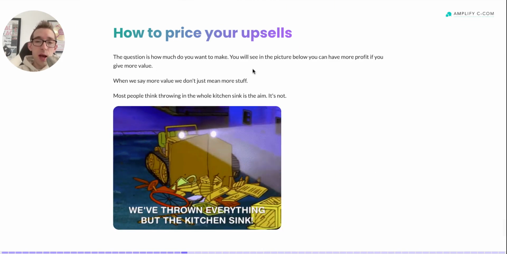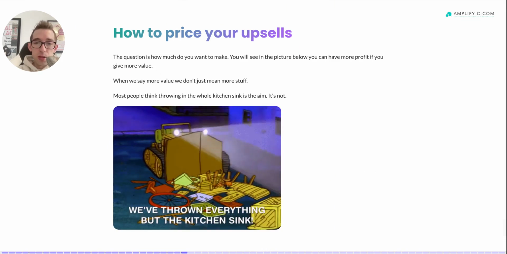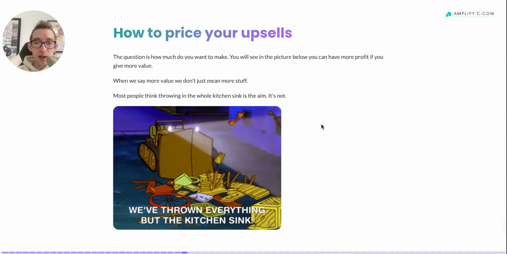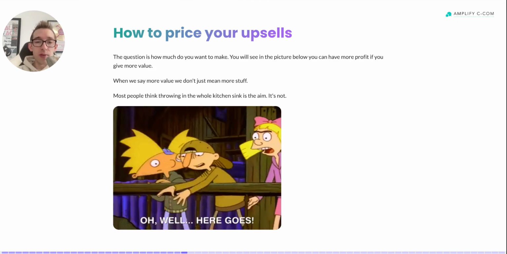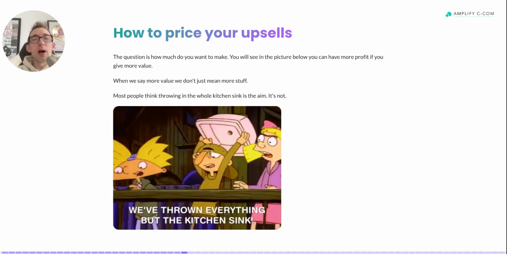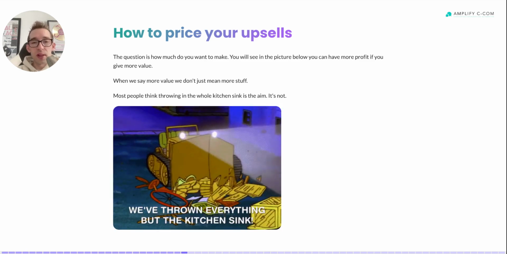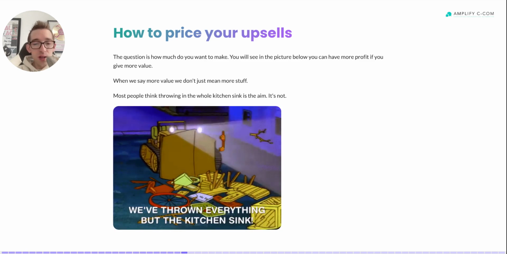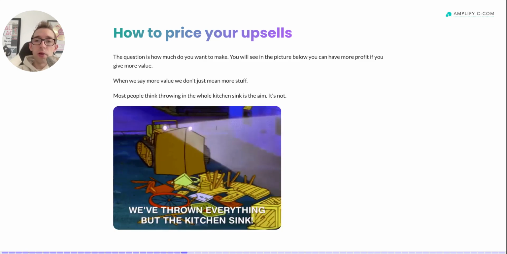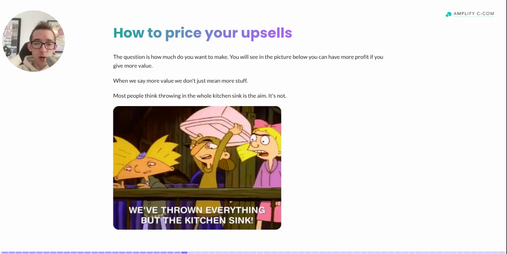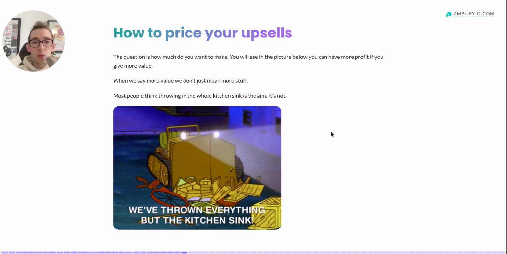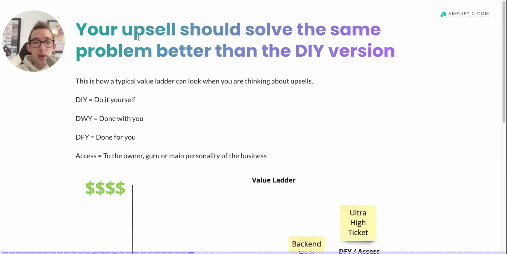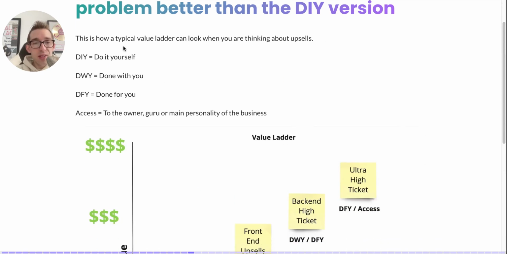So how do you price your upsells? Well, the question is, how much do you want to make? So you'll see in the picture below, right? You can have more profit if you give more value. So when I say more value, I don't mean just bundle a load of stuff in there. Oh, what have we got? Oh, let's throw everything in the kitchen sink. That's not the aim. Don't just bundle a load of crap and think that's an upsell, because it's not. So what you actually want to be doing is your upsell should solve the same problem better than the DIY version. So this is typically how a value ladder will work when you're thinking about upsell.